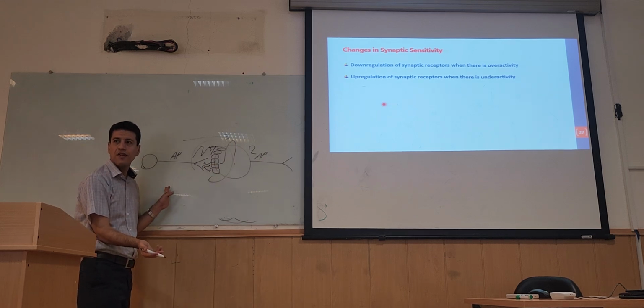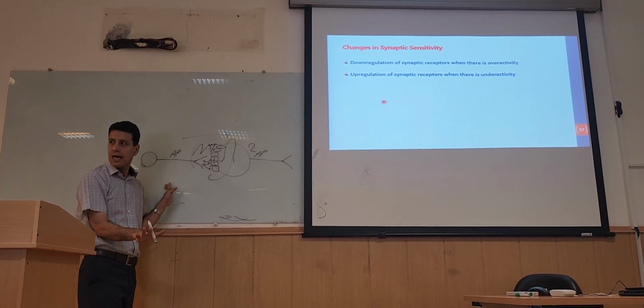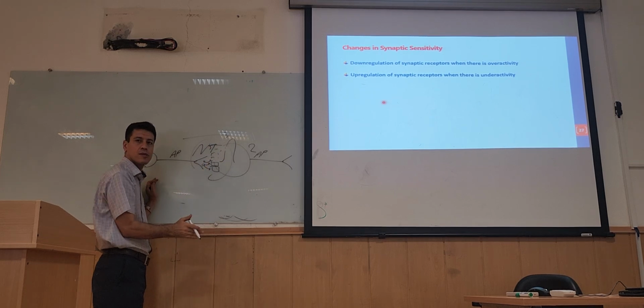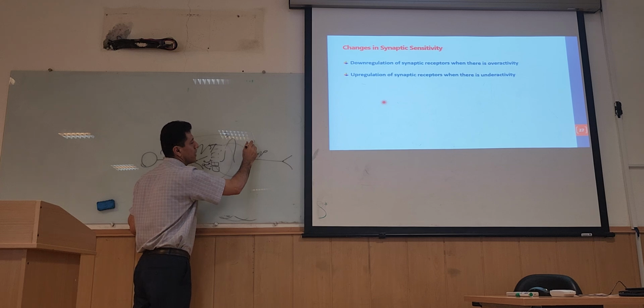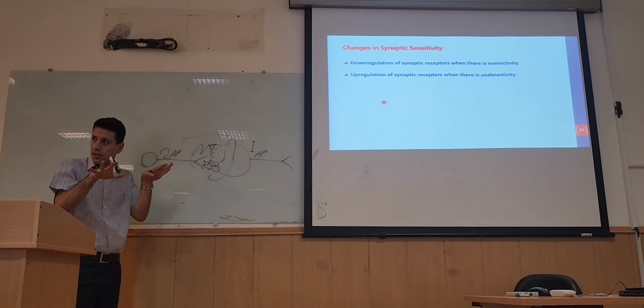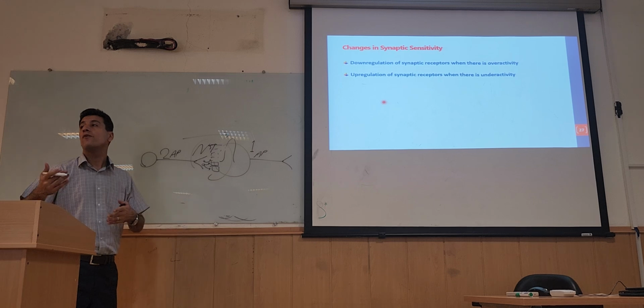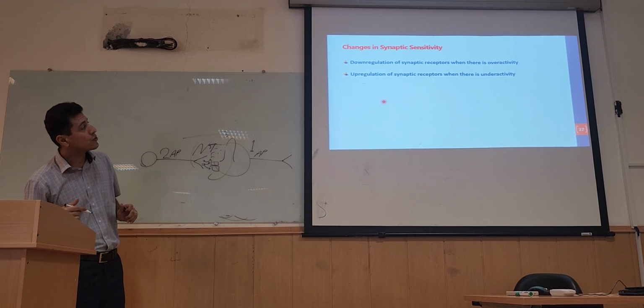Some other time we need to decrease the sensitivity of the synapse. So we can remove some of these receptors. So two action potentials here generate one action potential. So the sensitivity of the synapse decreases. So one way for upregulation and downregulation is changing the number of receptors.